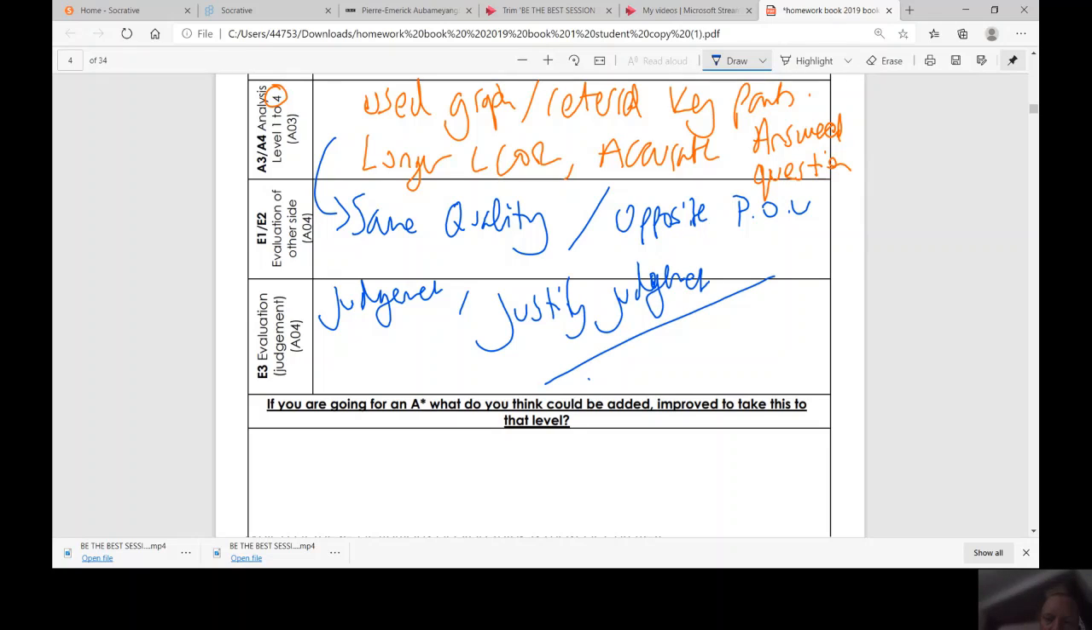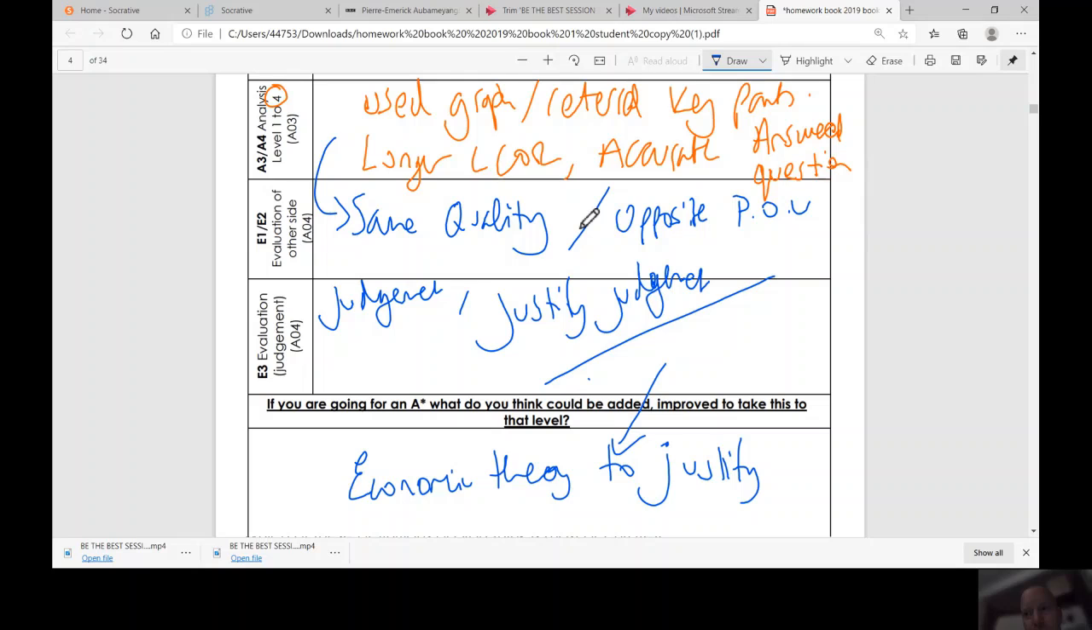The best answers, and what that answer was missing, so this is linked into this part, was using economic theory to justify. So there are other versions, and we'll go through these in class, where you can utilise another economic theory to contrast with the previous one and justify that. And in this case, if the student had used elasticity, price elasticity of demand to do that, that would have been the perfect answer.